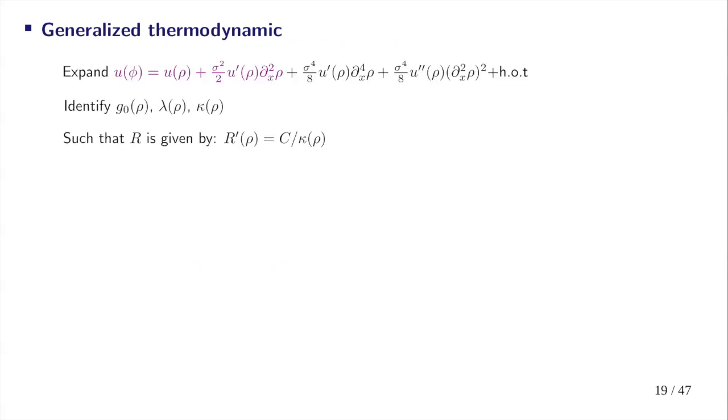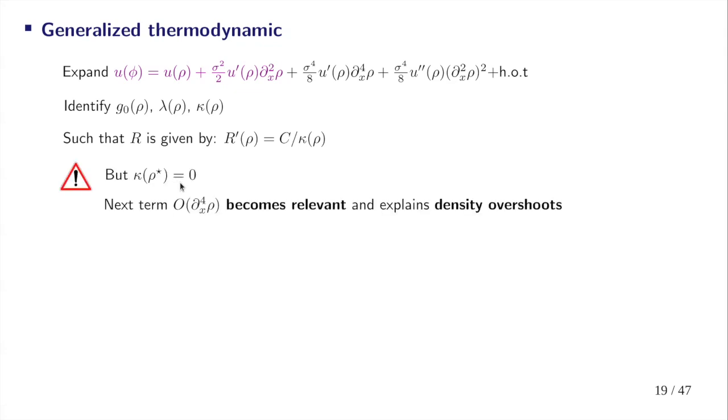So what we do is this expansion. You have this utility, and since you have the utility, you have the chemical potential. You expand in terms of sigma and the different derivatives of the utility. You identify your different coefficients, and you end up with your change of variable that is of interest.